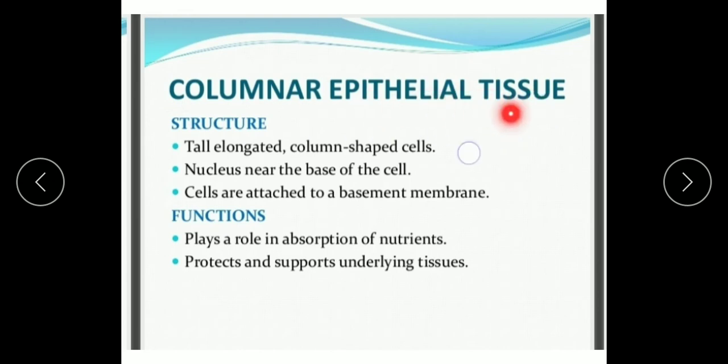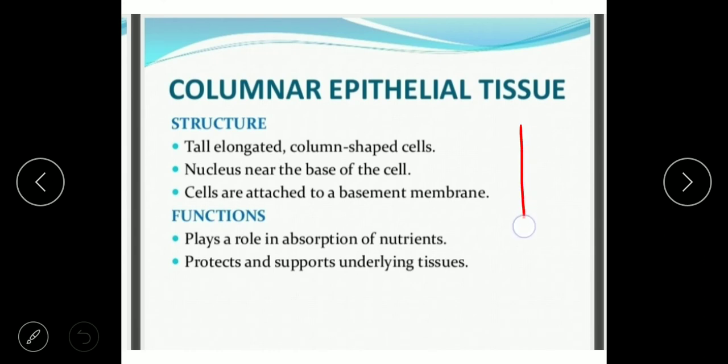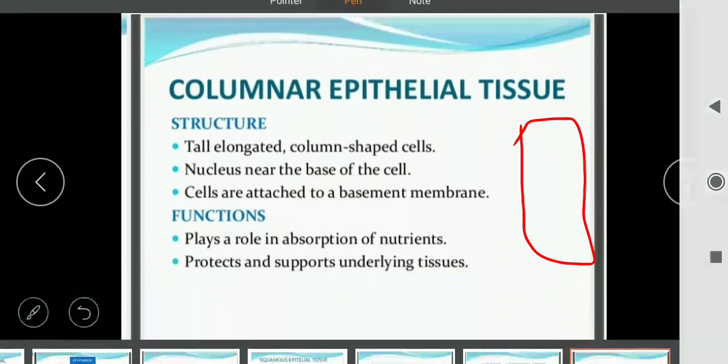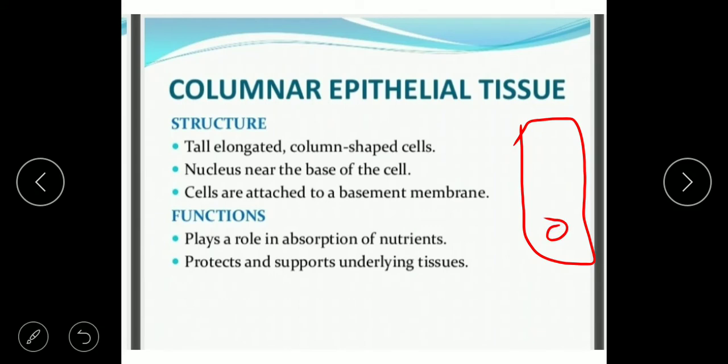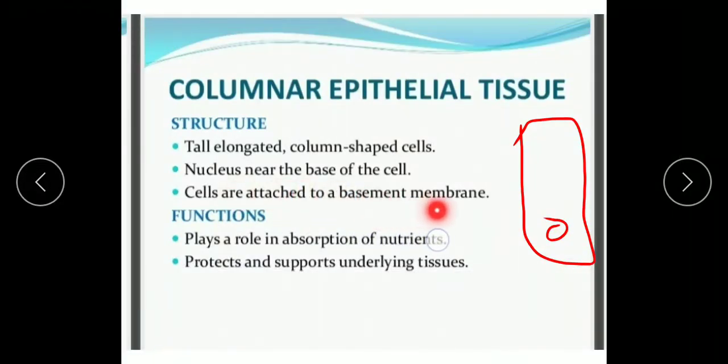Next, columnar epithelial cells, the third type of epithelium. The structure consists of tall, elongated, column-shaped cells. The nucleus is found near the base of the cells, in the basal region. The cells are attached to the basement membrane.